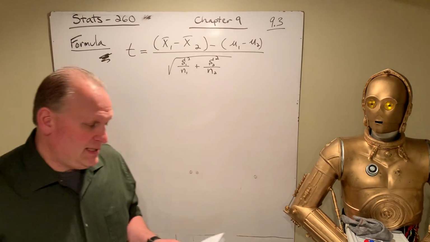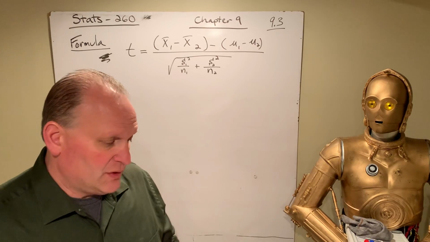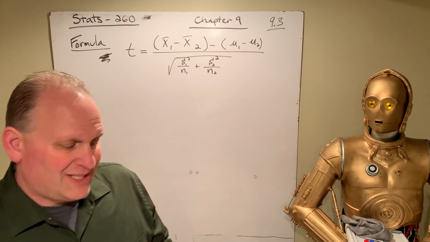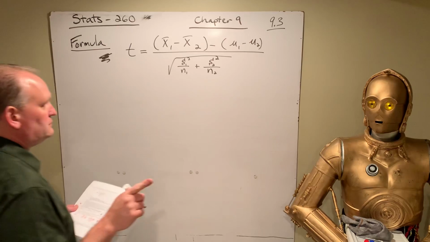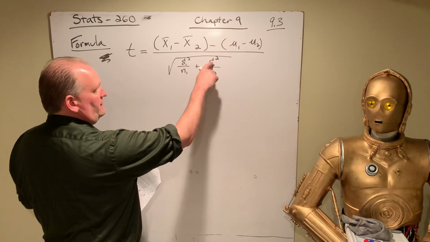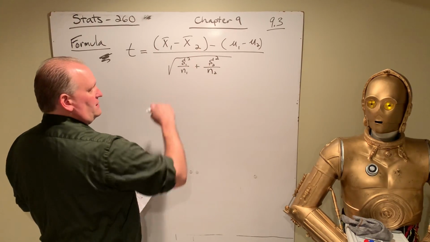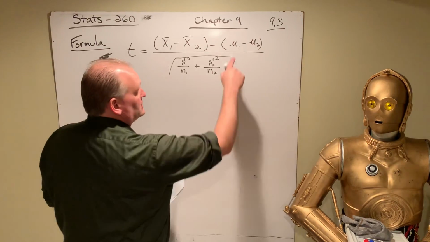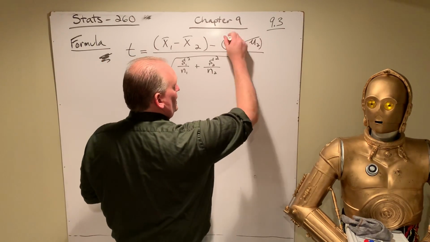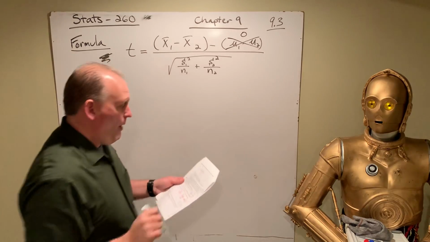So this is a T distribution we're using when we don't have the standard deviation of the population. We only have the standard deviation of the samples. And so just like before, this, for our purposes, is just going to be 0.